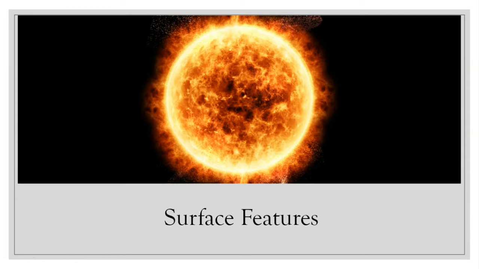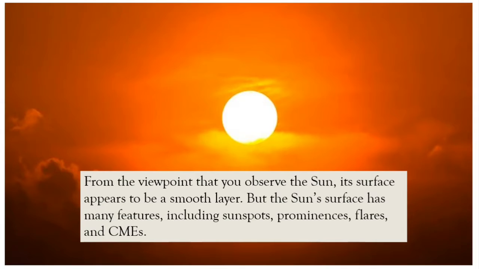Surface features. From the viewpoint that you observe the Sun, its surface appears to be a smooth layer. But the Sun's surface has many features, including sunspots, prominences, flares, and CMEs.